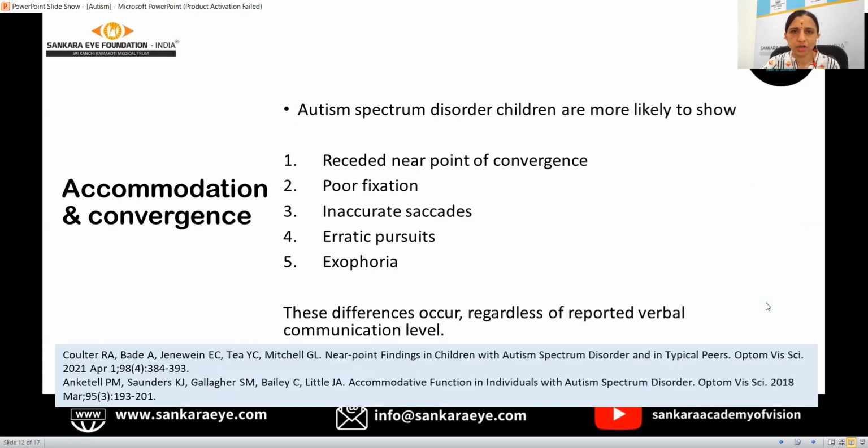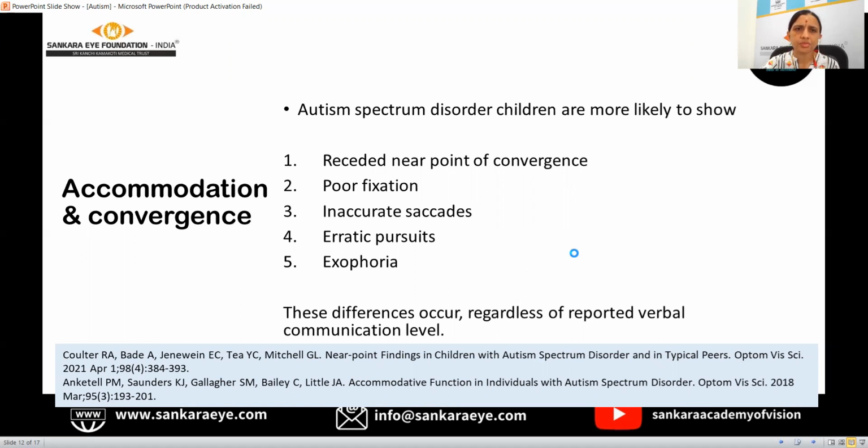When we look at accommodation and convergence, what has been studied and reported by Coulter et al. is that these children are more likely to show a receded near point of convergence. They are noted to have poor fixation, inaccurate saccades, erratic pursuits, and exophoria. These occur irrespective of the reported verbal communication level. So, near activity definitely gets affected because of all these parameters being affected, and thus testing for all these parameters becomes important.